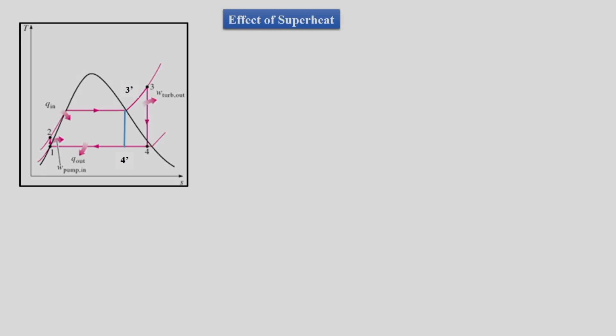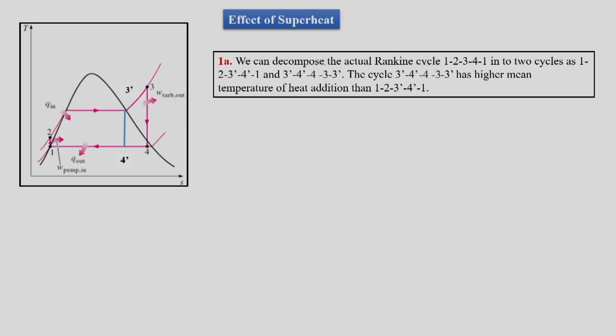So, effect of superheat: we can decompose the existing Rankine cycle, which is 1, 2, 3, 4, into 2 cycles. One cycle is 1, 2, 3 dash and 4. So this is 3 dash, and the other cycle is 4 dash, 3 dash, 3 and 4. Basically, in the sense of cycle, we are decomposing our Rankine cycle, which is 1, 2, 3, 4, 1, into 2 cycles.